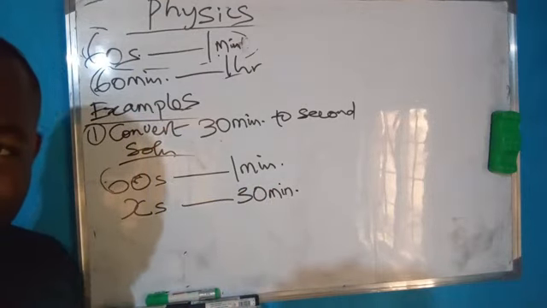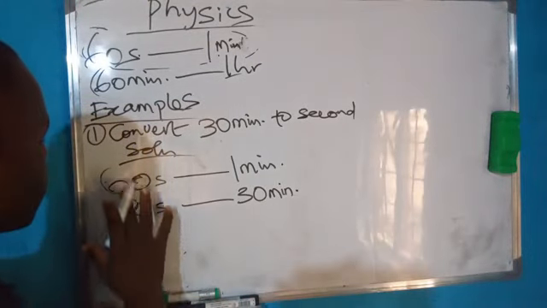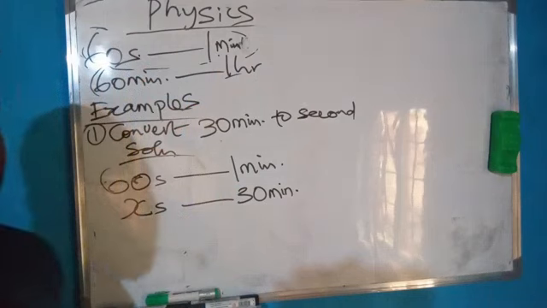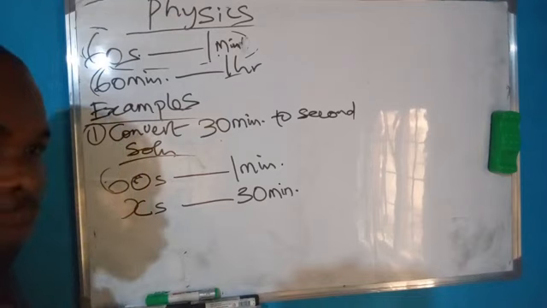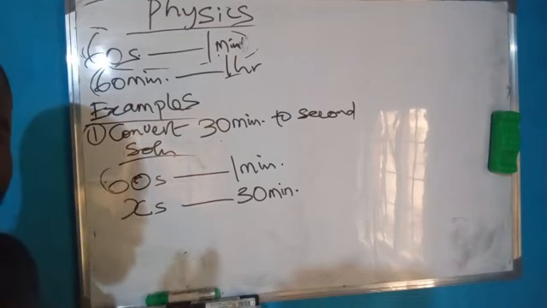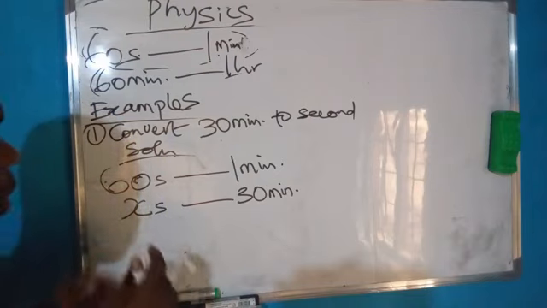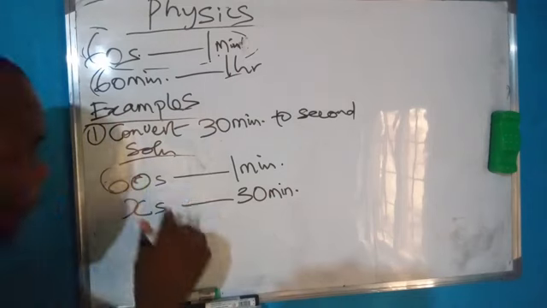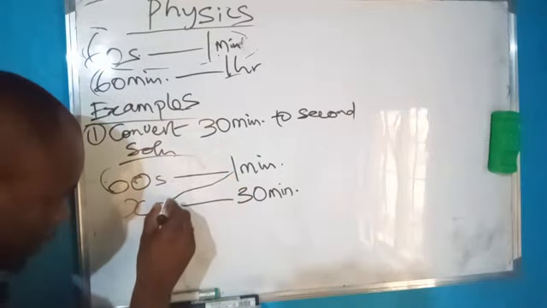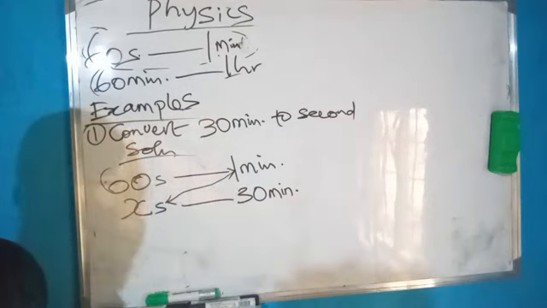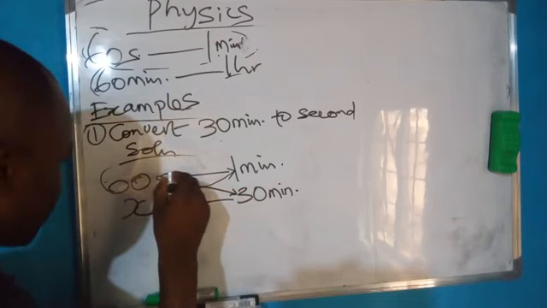You see how I did my own? All the minutes on the right hand side, all the seconds at the left hand side. Is that clear now? So having done this, what else do I do? You cross multiply. Look at this. Now, you cross multiply like this. You see the direction?